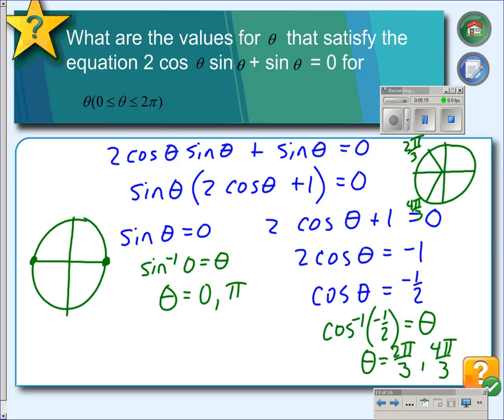So in the interval from 0 to 2 pi, we have 4 solutions. If we were to combine both of these two zero product properties, we would get 0, 2 pi thirds, pi, well, pi would go in here if we're going in order, and then 4 pi thirds. All 4 of these answers for the one equation. That's it for 14.2.